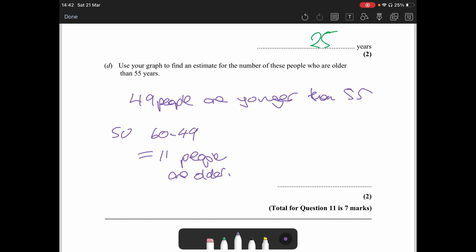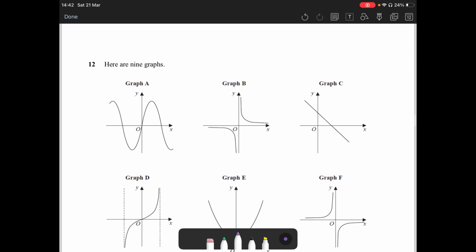And again, you are going to get a bit of grace here. The mark scheme allows 10 or 11. So my 11 is totally fine. All good. Number 12, right. Oof, I got a lot of people asking me about this in the lesson.